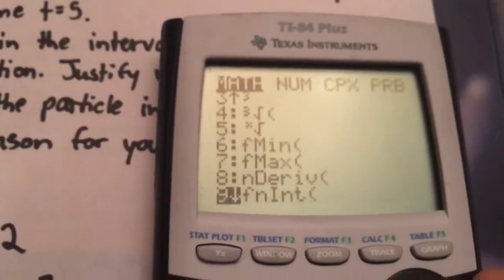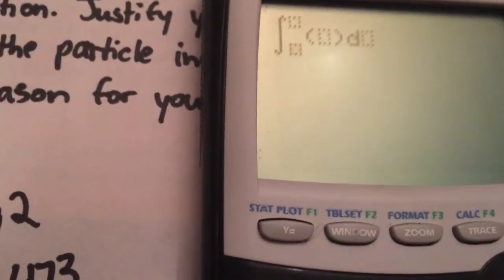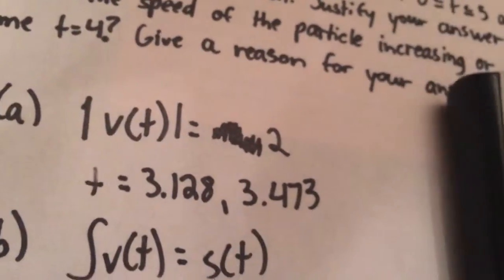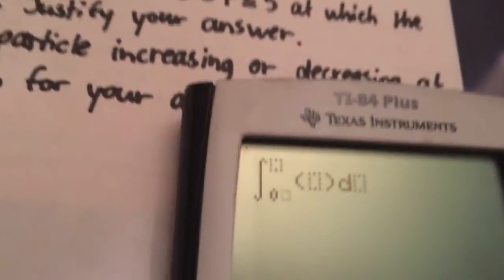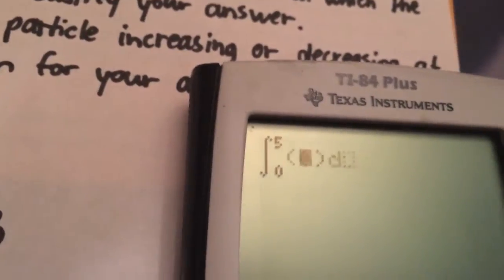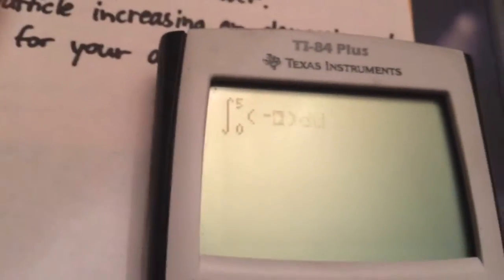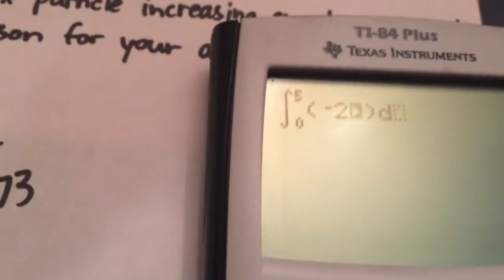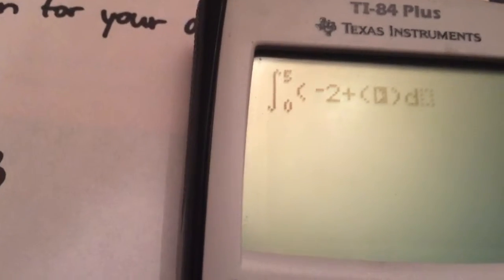All I did was I clicked math and I went down to number 9. Now it's asking me to find the position of the particle at time t, so I'm going to set my bounds from 0 to 5. And I'm just going to plug in the equation that we've been working with.